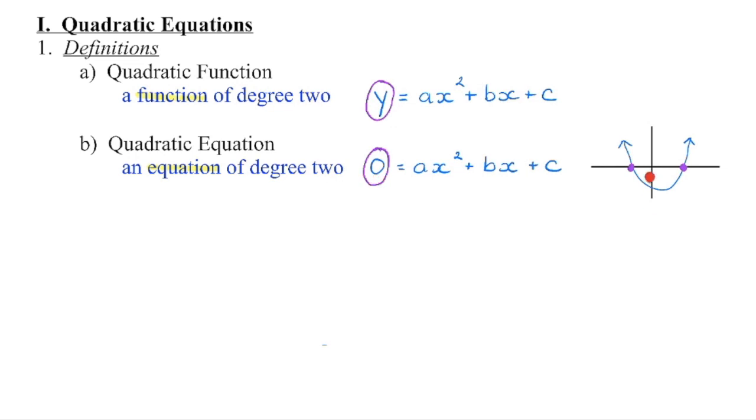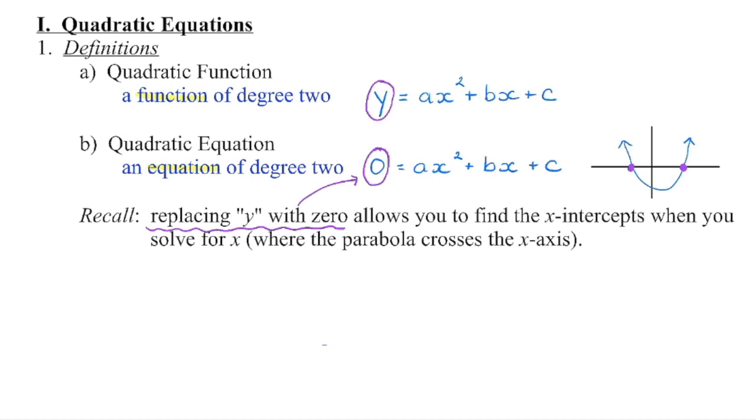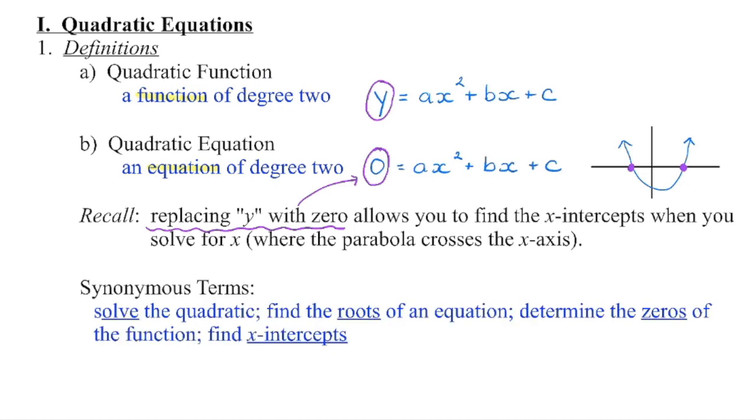On the y-axis, 0 is right here, so our parabola crosses when y is 0 at those x-intercepts. Those x-intercepts are also sometimes called the zeros of the function. So we're looking for the values of x when y is equal to 0. They're called the roots of the equation, and sometimes it's going to ask you just to simply solve the quadratic. So all of those are synonymous terms where we're looking for those x-intercepts.